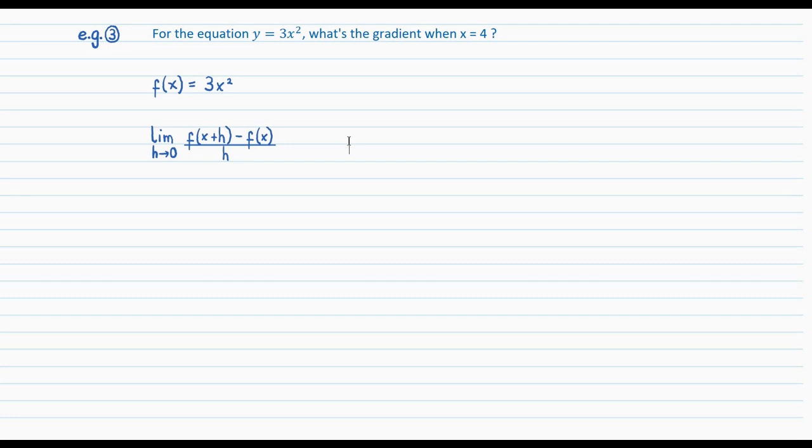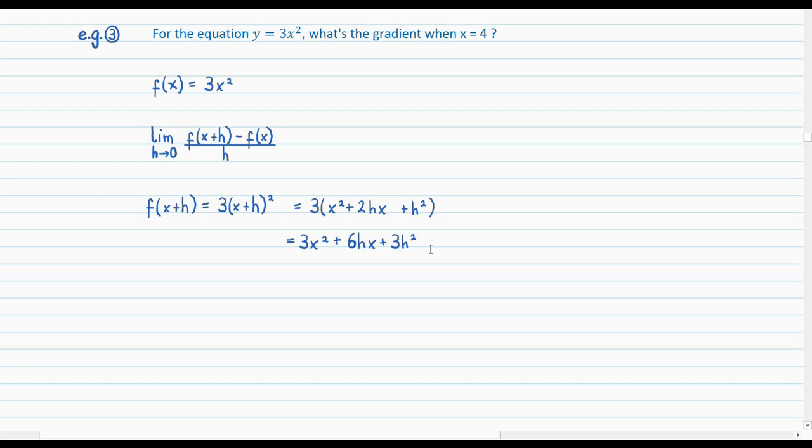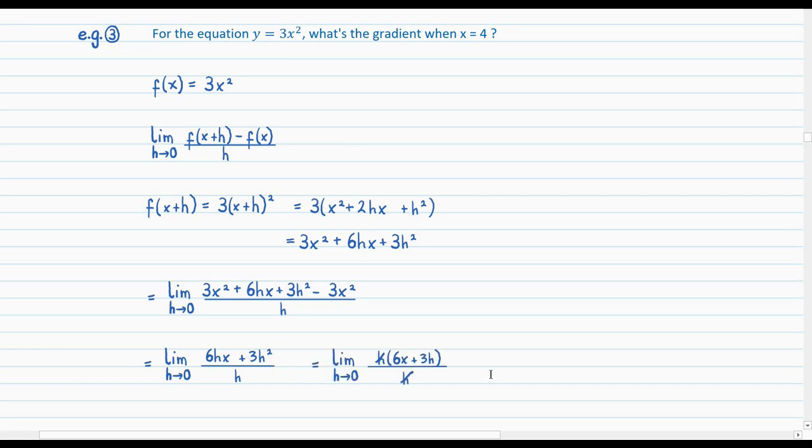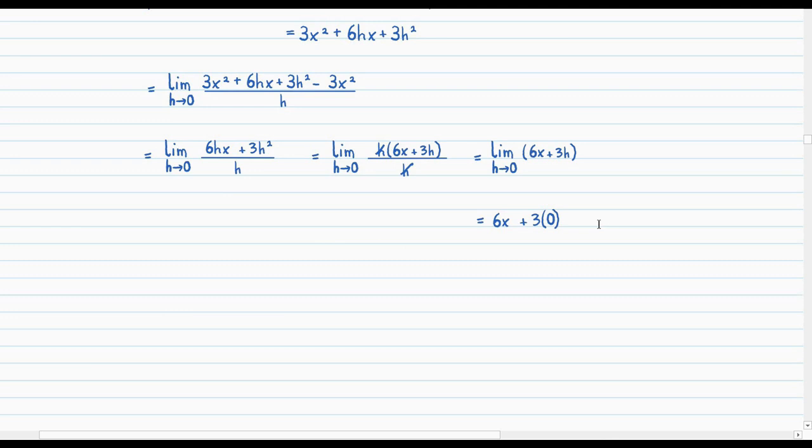6hx plus 3h squared. Then sub it back into the equation, and the two 3x squareds cancel each other out. You can now factorize out the h in the numerator, and the h's cancel out, leaving 6x plus 3h. And since the h from the denominator is gone, we can now sub in h equals 0. This finally gives the derivative as 6x. Then to get the actual gradient value at x equals 4, we just sub in x equals 4 into the derivative equation, and finally get the gradient as 24.